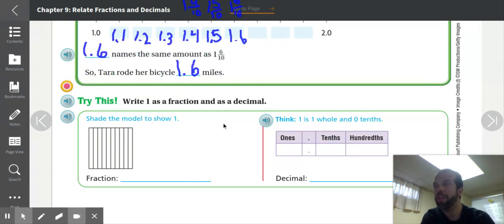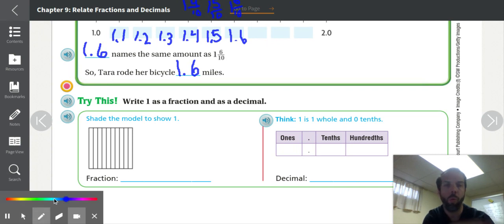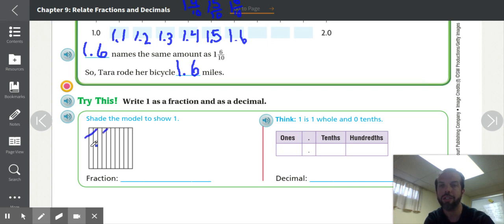All right. This one says write 1 as a fraction and as a decimal. So let's do that. They want us to write the number 1. Now, when they say 1, they're talking about the whole number 1. So how would I write it as a fraction? Well, let's fill in this first. If I'm filling this in, how would I show 1 whole? How much of this would I shade? I'm going to shade in the entire thing because that's going to show me 1 whole is being used.